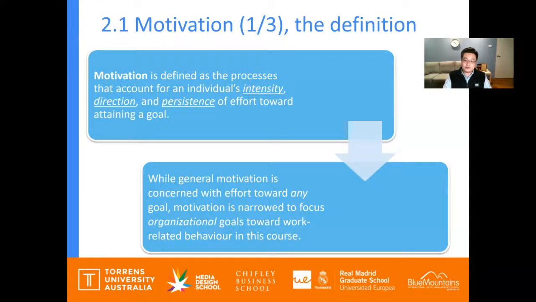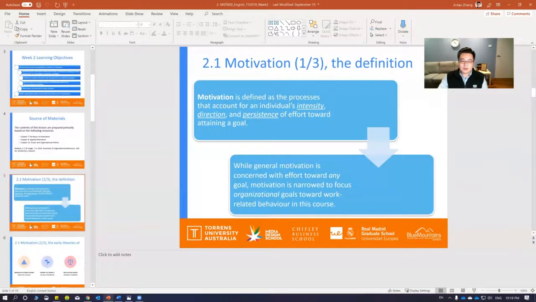While general motivation is concerned with the effort towards any goal, in other units, motivation is narrowed to focus on organizational goals only. That is to say, you could say, I have this motivation, how am I going to motivate my kids to get a better mark, how am I going to motivate myself to get a high distinction in my college study? That does fit the definition of general motivation. But in this unit, when we talk about motivation, you automatically jump into that motivation is about organizational motivation: motivate employees and managers to achieve the organization goal.